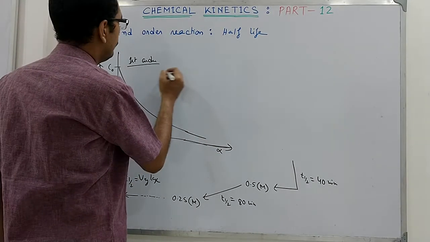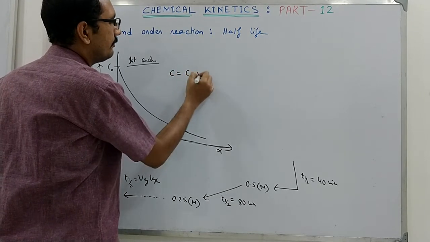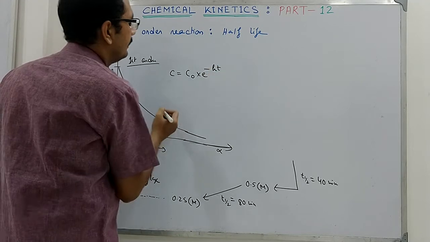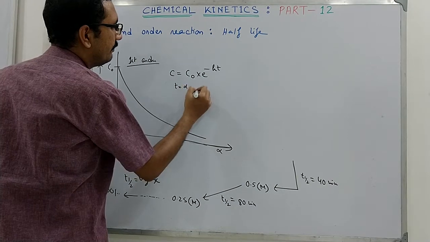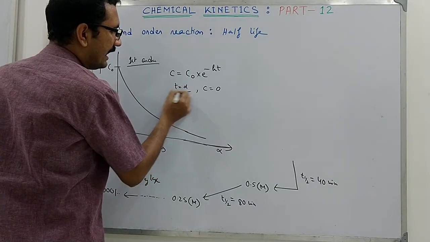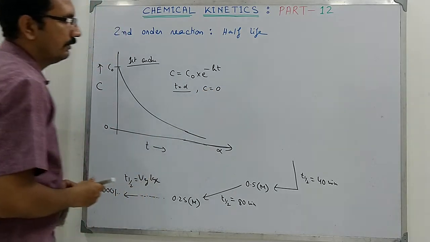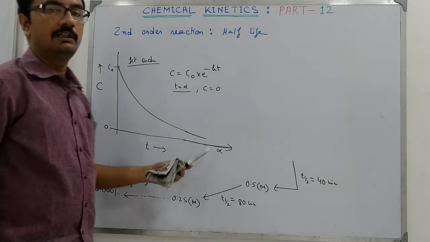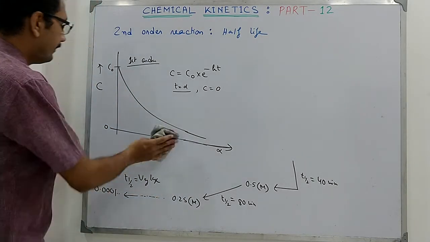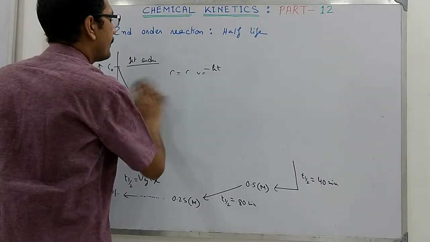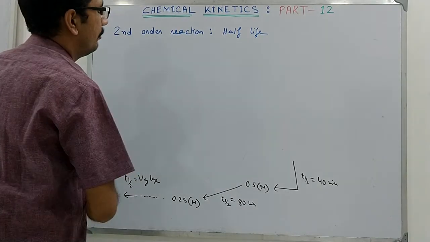Also in part 8, I explained that in the relation C equals C0 into e to the power minus kt, this graph is according to this equation. When we put t equal to infinity, we get C equal to 0. So at time infinity only, the concentration of the reactant will come to 0. So the reaction will end at infinite time, or in other words, the reaction will never come to an end. So first order reaction never completes, and likewise second order reaction also never completes.